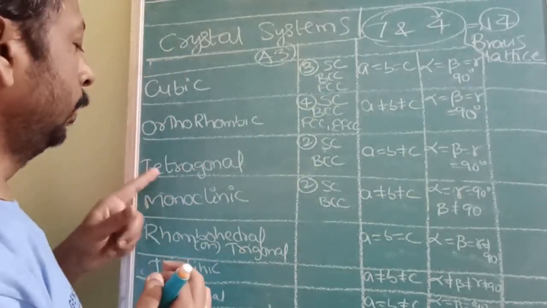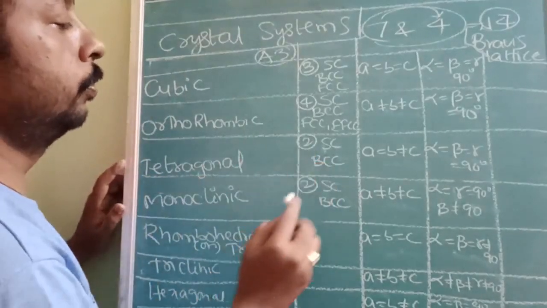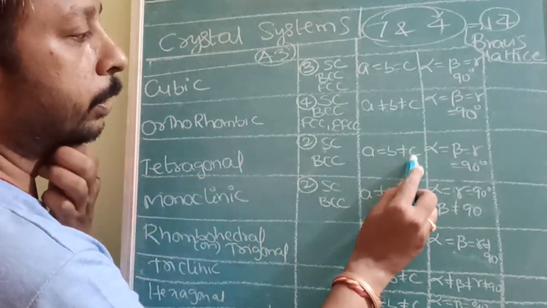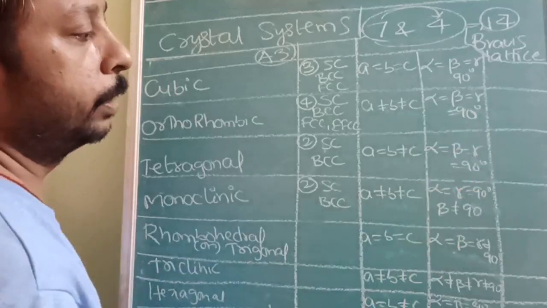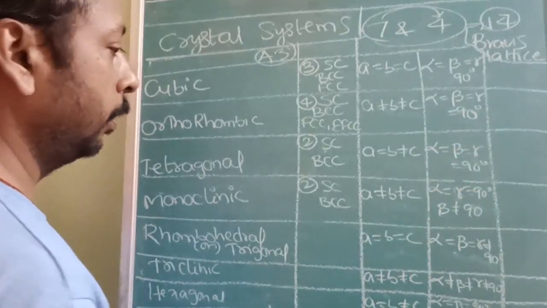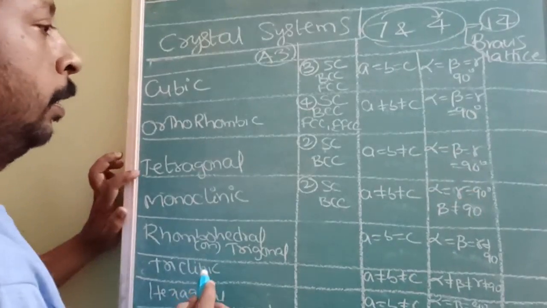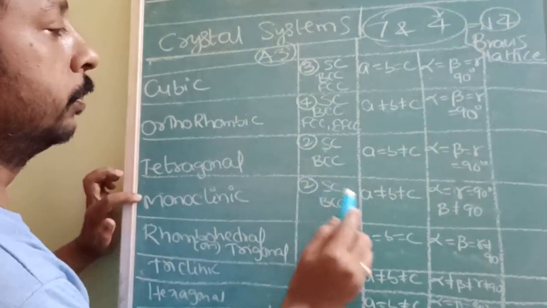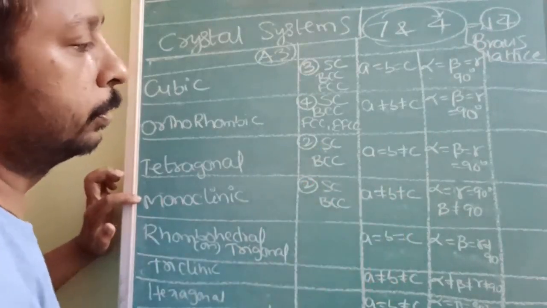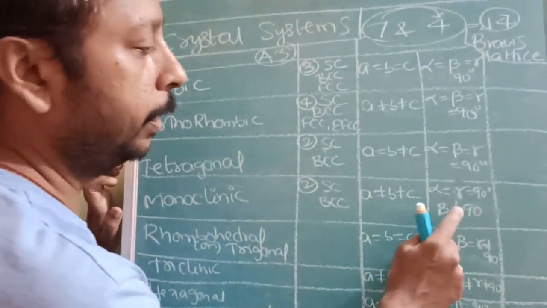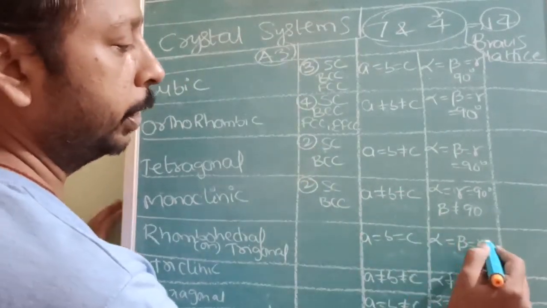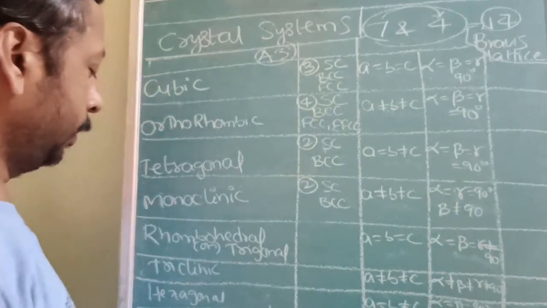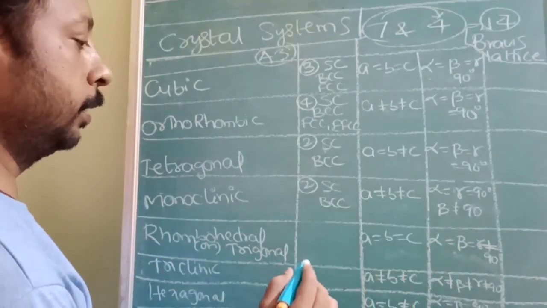Understood? Then tetragonal has 2: simple cubic and body centered. Here 2 lengths are equal but not the third length, but all interfacial angles are the same. Now monoclinic, simple and end face centered, but the only difference is that another distance is also not the same, and beta is not equal to 90 degrees. Next is the rhombohedral, where all distances are the same.